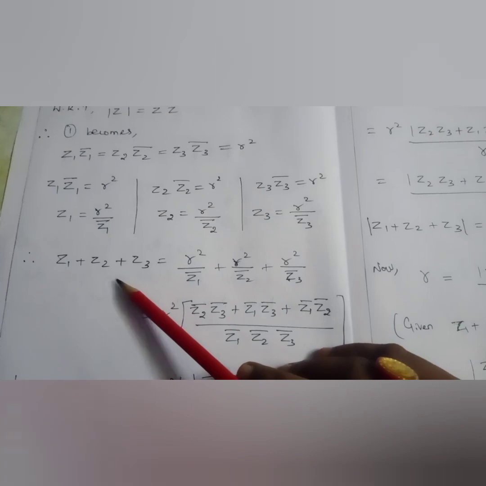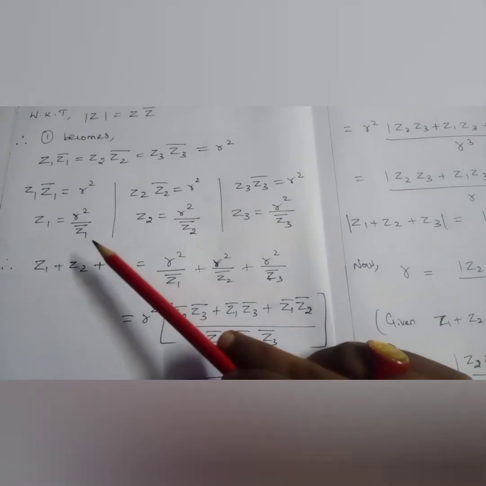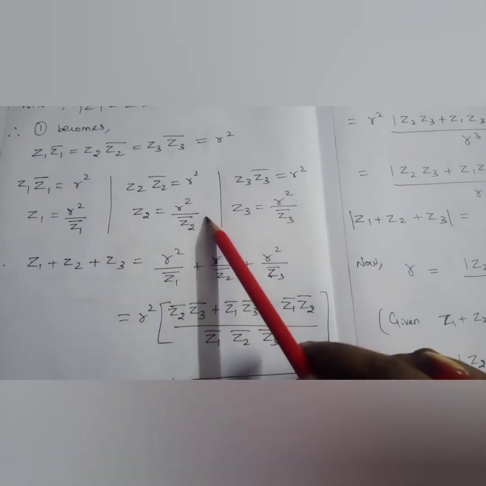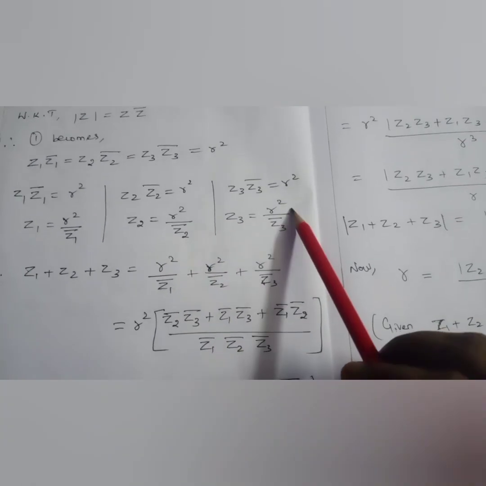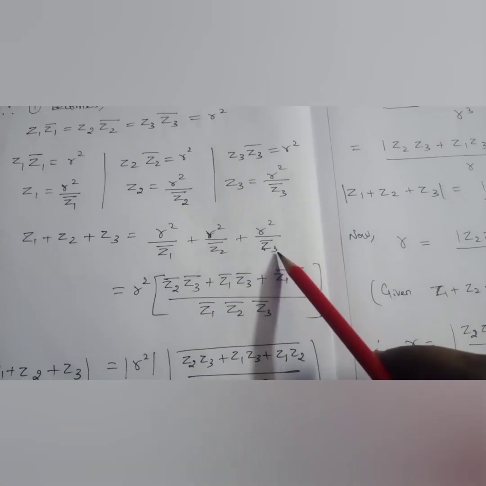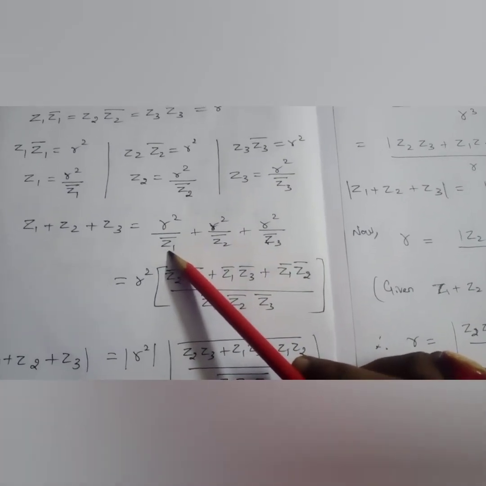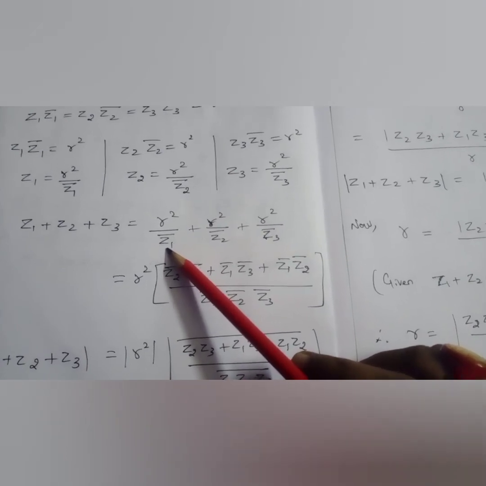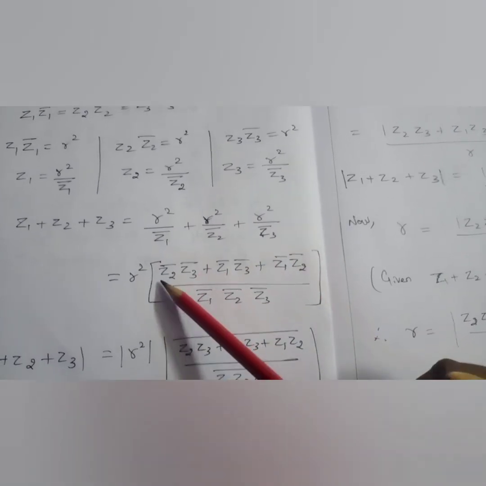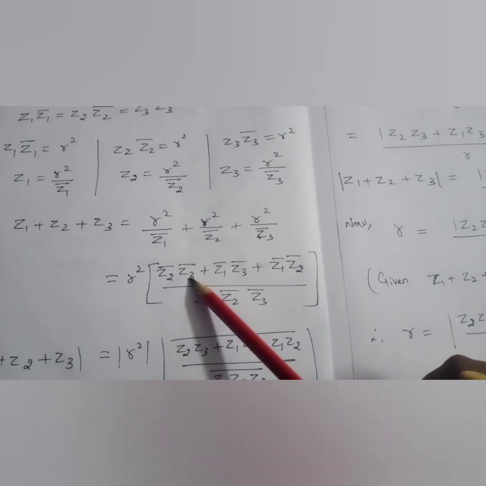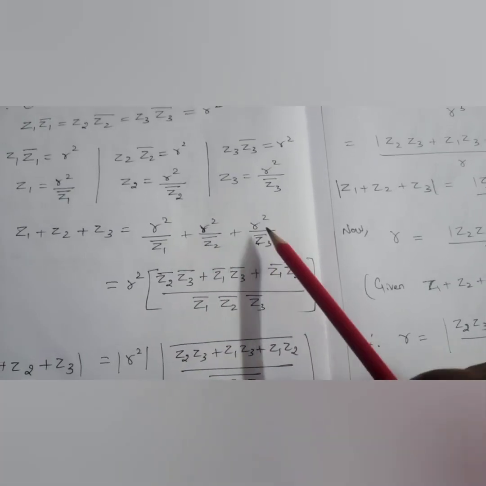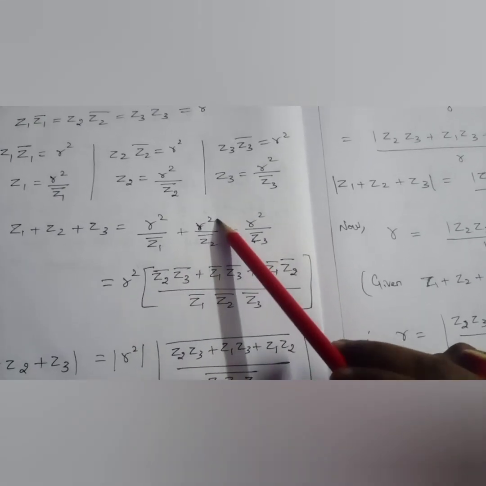Now I'll go for z1 plus z2 plus z3. I'll add all these: r square by z1 bar plus r square by z2 bar plus r square by z3 bar. Now I'll take the LCM. Here it is z1 bar. So what are the terms missing here? It is z2 bar and z3 bar. So the numerator will be z2 bar z3 bar, plus, here I'll take the r square outside, so here it will be 1 only.